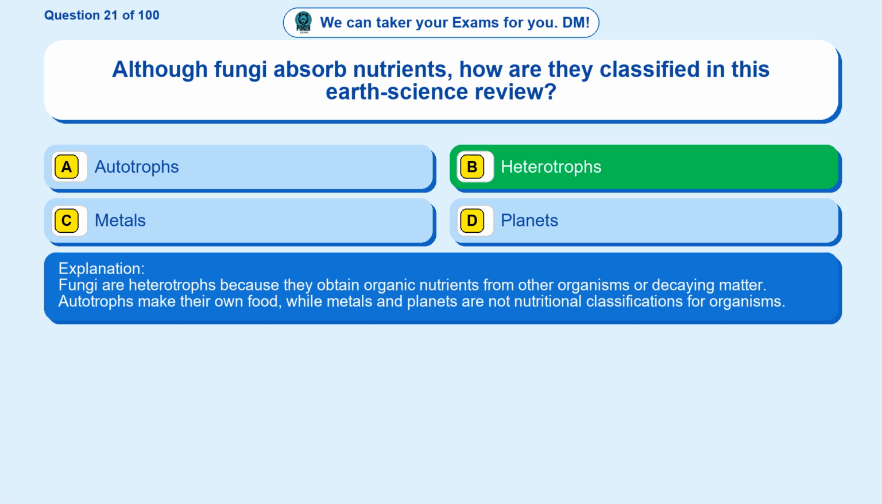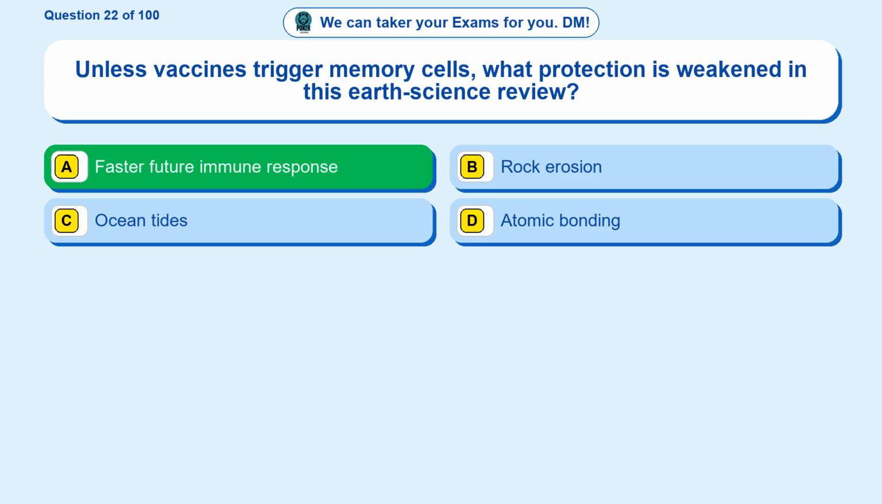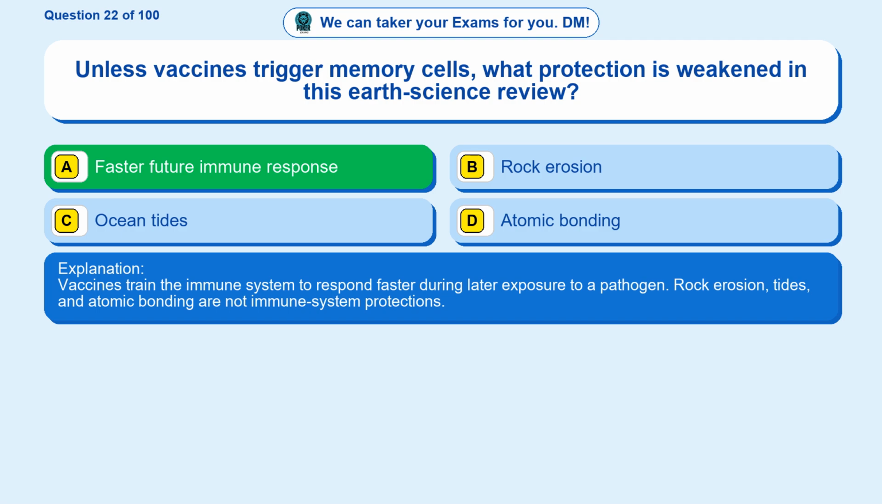Question 22. Unless vaccines trigger memory cells, what protection is weakened in this Earth Science Review? Option A, faster future immune response. Option B, rock erosion. Option C, ocean tides. Option D, atomic bonding. The correct answer is option A. Faster future immune response. Vaccines train the immune system to respond faster during later exposure to a pathogen. Rock erosion, tides, and atomic bonding are not immune system protections.